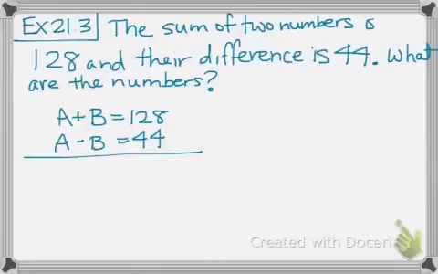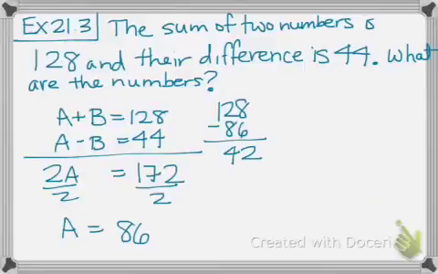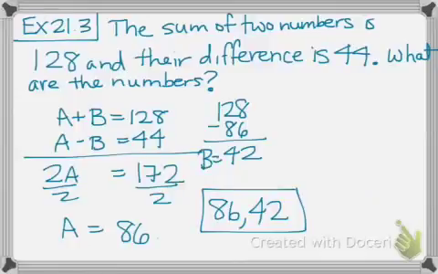So all I need to do is add these two equations. A plus A is 2A. 128 plus 44 is 172. Divide both sides by 2, and we find A is equal to 86. Now we can use what we know. We know that A minus B is 44 and A plus B is 128. So I'm just going to take 128 and subtract 86 to find out the other number, and that number is 42. So my solution is 86 and 42.